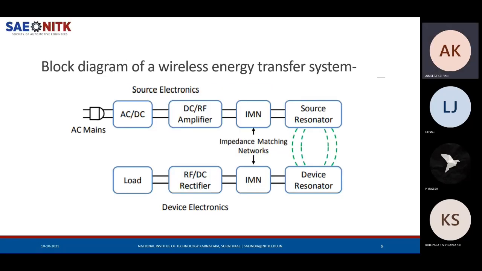This is the block diagram of the wireless power transfer system. Here we are getting AC mains and an AC to DC converter, then DC to RF, which is an amplifier. Then in turn we do impedance matching, which is used to charge the load. The impedance matching is done using the source resonator, and the frequency should be matched with the device resonator, and the load will get charged.